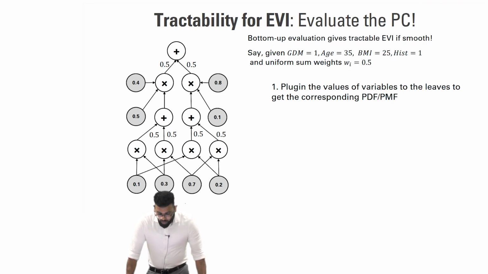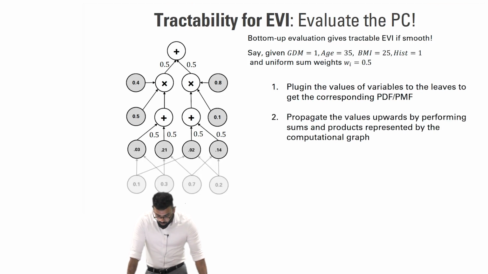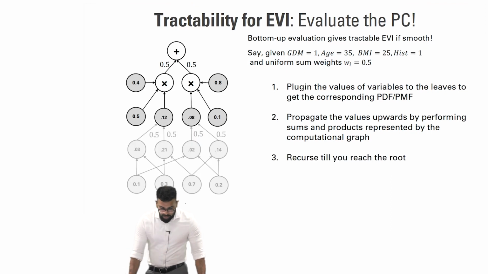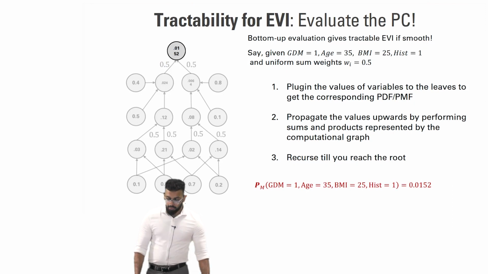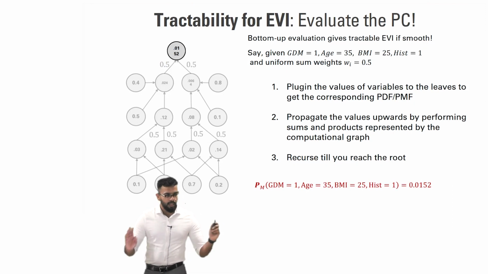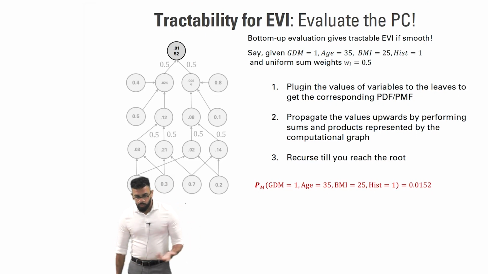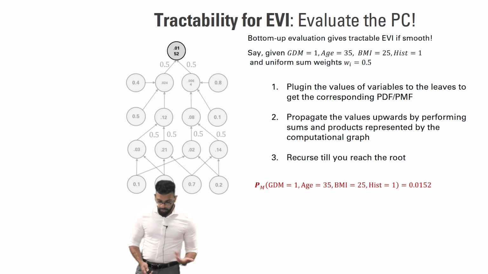Now you evaluate this graph bottom up, right? It's just a computational graph. When you have a product node, you compute a product of the values of its children. When you have a sum node, you compute the weighted sum of the values at its children. So it's just propagating these values bottom up, doing the appropriate computations. You do this recursively until you reach the root node, and the output of your root node would be the joint density, the probability mass corresponding to the complete assignment of values to your variables. Is that clear? That's basically what evidential inference boils down to. In a PC, it's just evaluating the model bottom up, given a complete assignment of values.